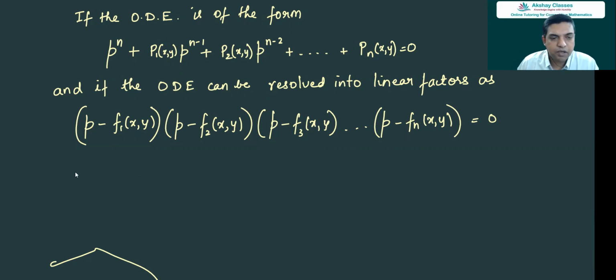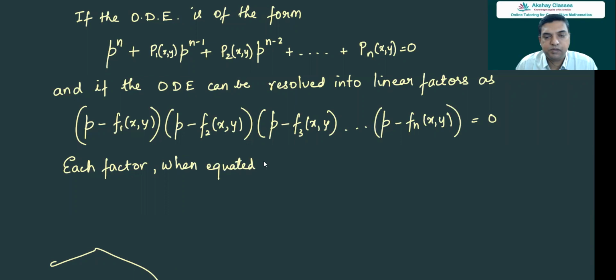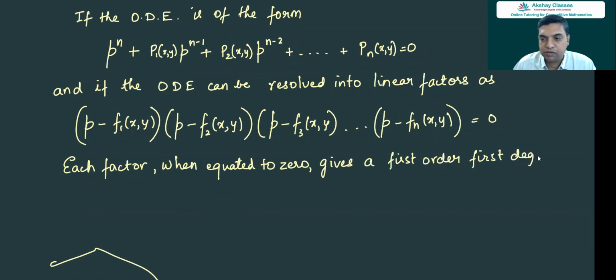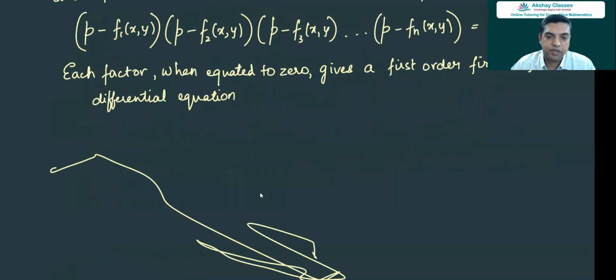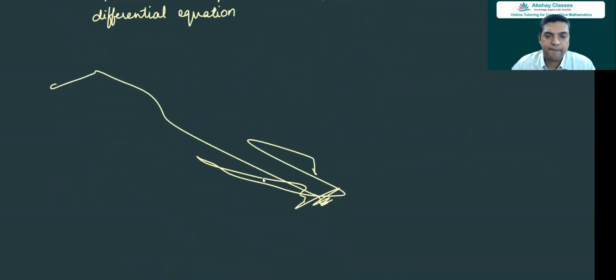All right. Now, each factor, when equated to 0, gives a first order, first degree differential equation. First order, first degree differential equation.